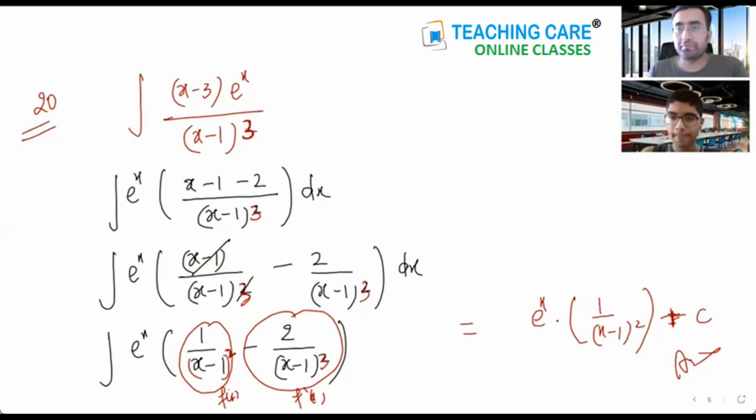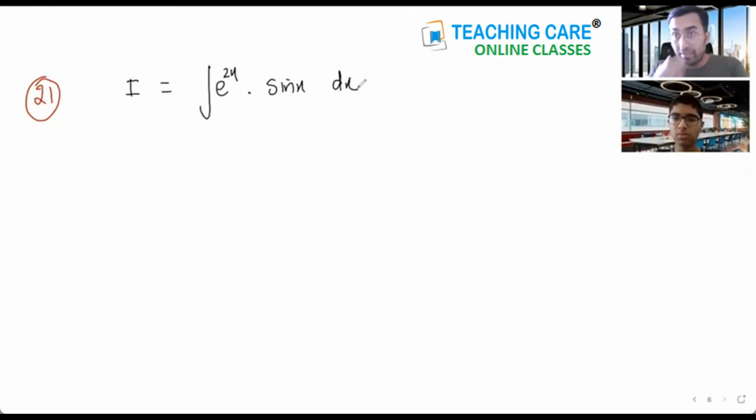Now we'll do question number 21. This is a good question. Please pay attention. It is I equals the integration of e raised to the power 2x into sin x dx. This is the multiplication rule, integration by parts. This is the first function, this is the second function, according to ILATE.